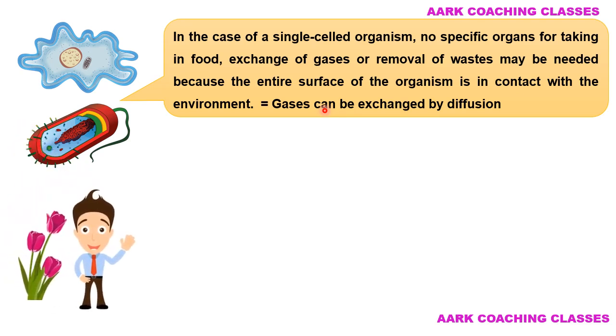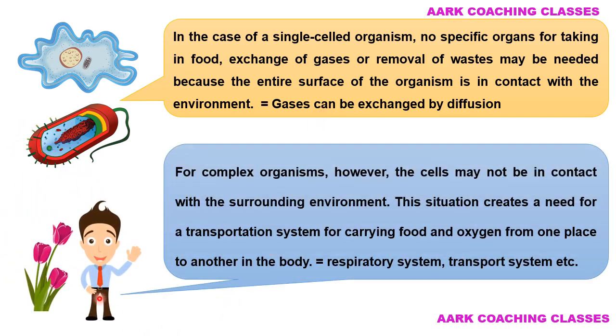Now, in multicellular or complex organisms, however, the cells may not be in direct contact with the surrounding environment. This situation creates a need for a transportation system for carrying food and oxygen from one place to another in the body. So you may have a respiratory system, transport system, etc. For example, in human beings, we have a transport system and a respiratory system. We have learned it in previous classes.